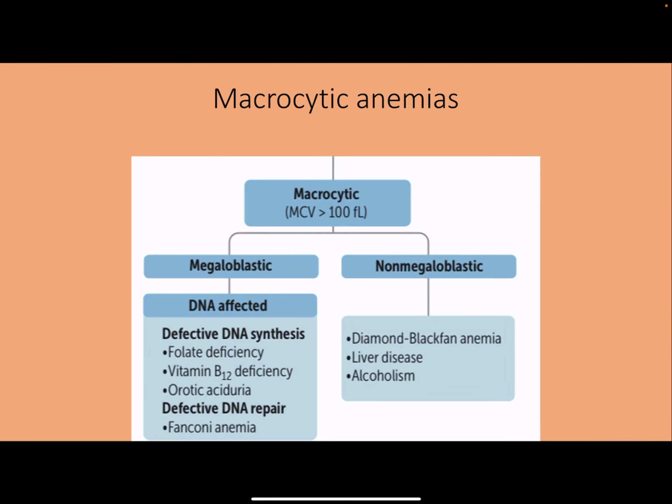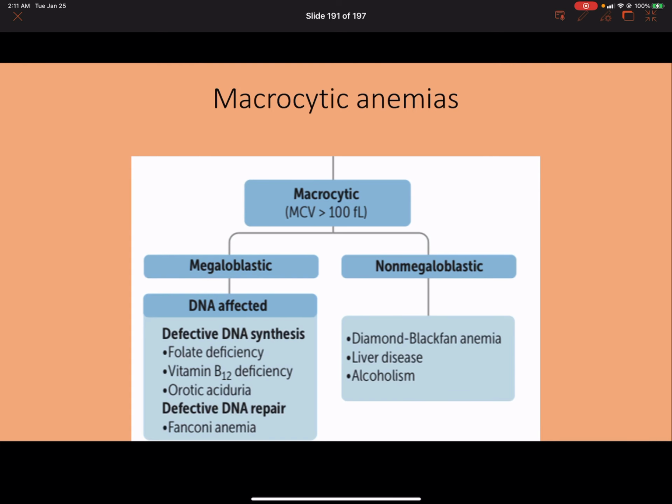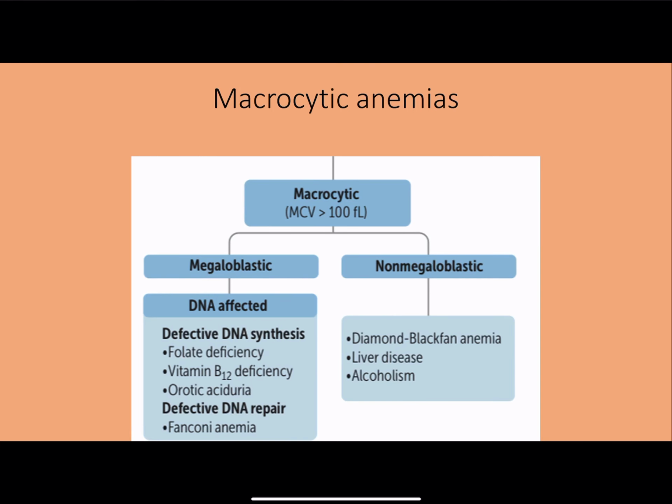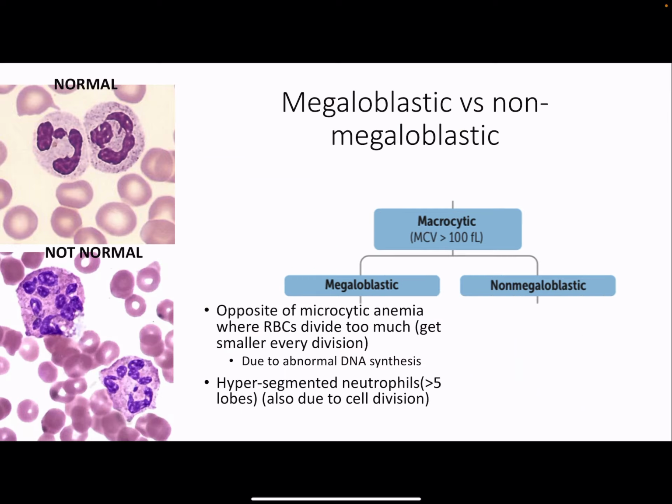All right, last one. Home stretch. Macrocytic anemias, as you can guess, has to do with anemia where the red blood cells are too large. This falls into two further categories, megaloblastic and non-megaloblastic.